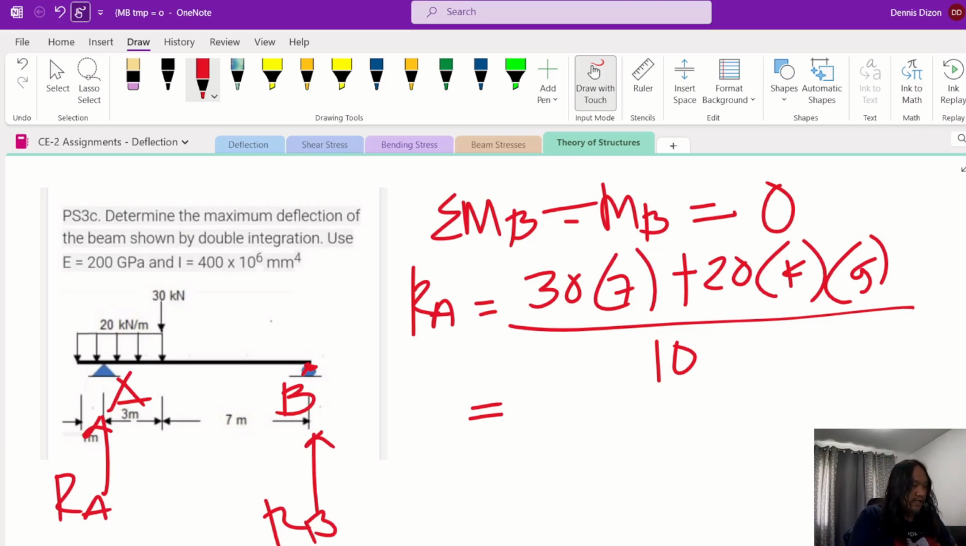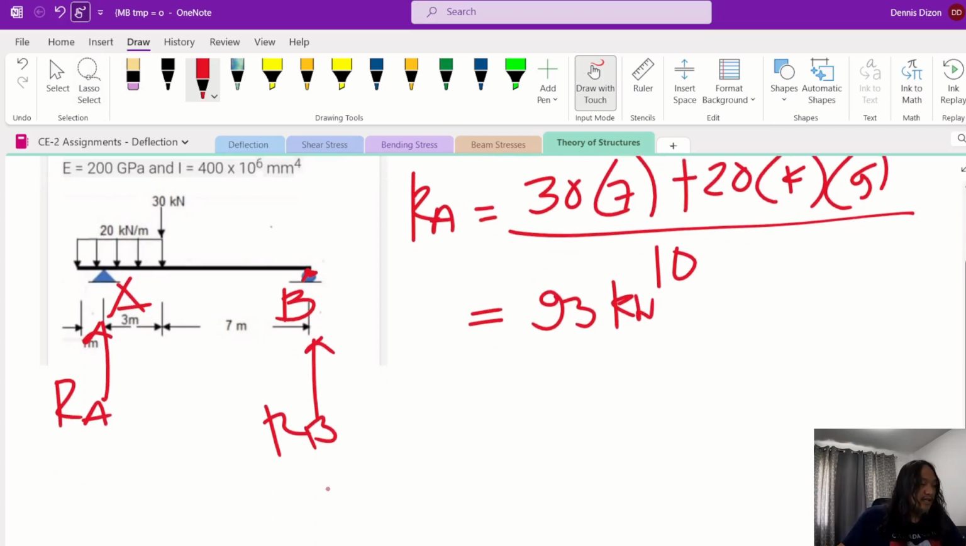So the reaction at A is 30 times 7 plus 20 times 4 times 9, divided by 10. So this is 93 kilonewton. That is the reaction at point A. So this is RA.